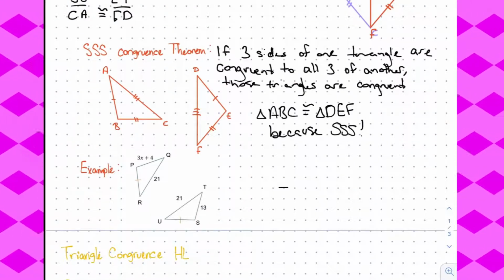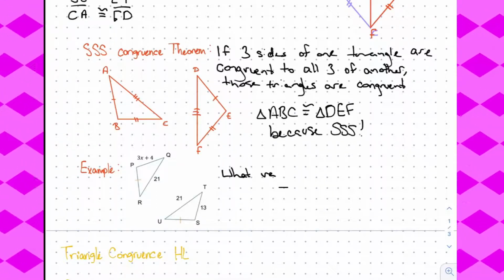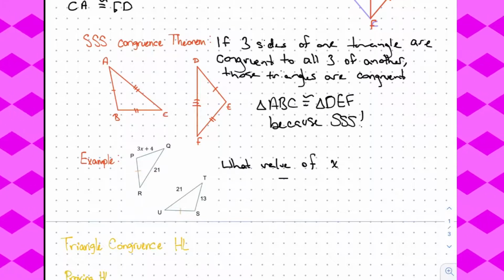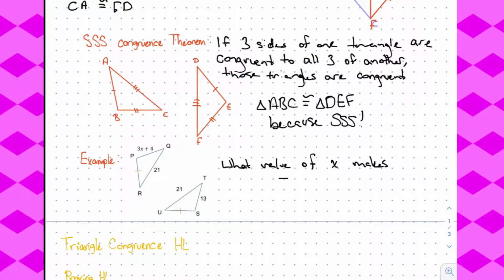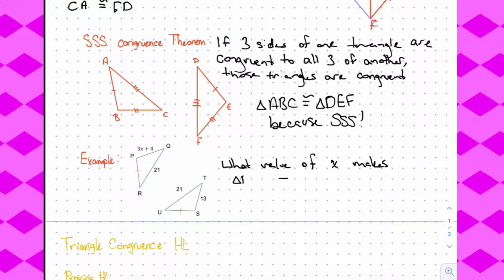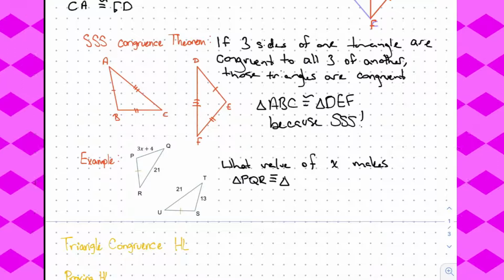All right, so now that we're back, I'd like to try to apply this to a problem. Rather than proving two triangles are congruent, I want to know what value of x makes these two triangles congruent. So what value of x is going to make triangle PQR congruent to triangle STU?